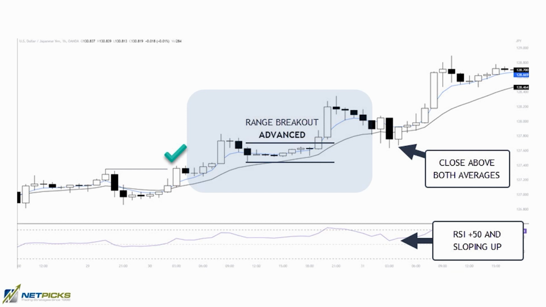And if you're an advanced trader, you can actually trade breakouts out of those ranges as long as the averages do not cross and the RSI is still above 50. That's advanced. Stop loss targets. Every trade needs an exit strategy. So let's begin with stop loss.